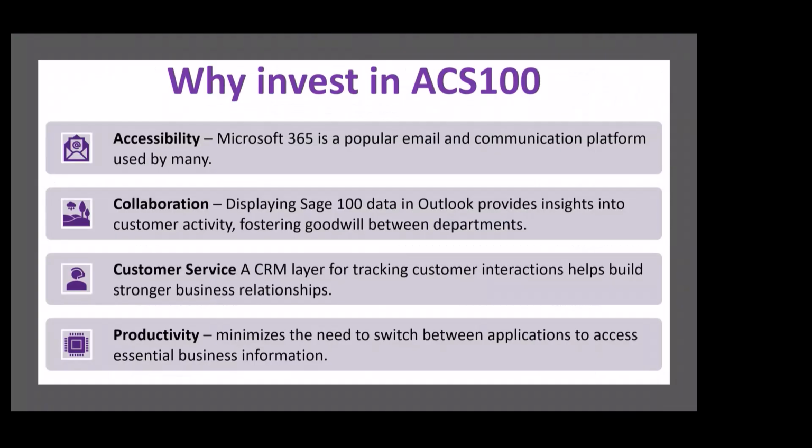Reasons you might consider investing in ACS 100, which is our abbreviation. We have a mix of partners and customers on the call today. So at a very generic level, Microsoft 365 is a very popular email platform. And obviously to have an Outlook integration means to be able to surface relevant information from Sage 100 according to who you're getting an email from would be a huge benefit. And again, not having to have an actual Sage 100 license, being able to actually view that data in context.